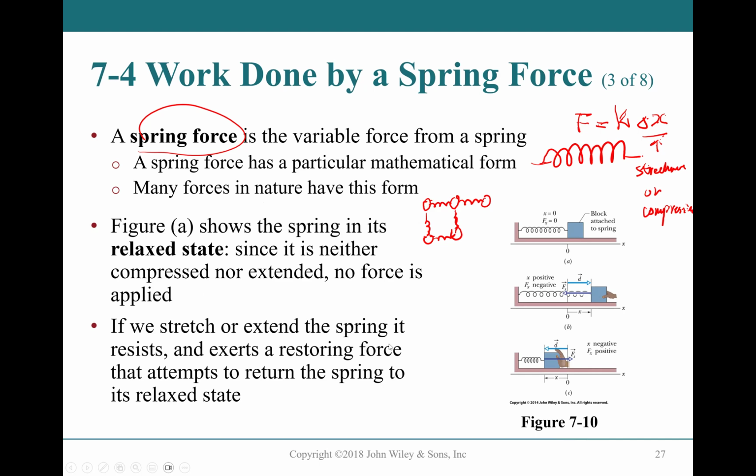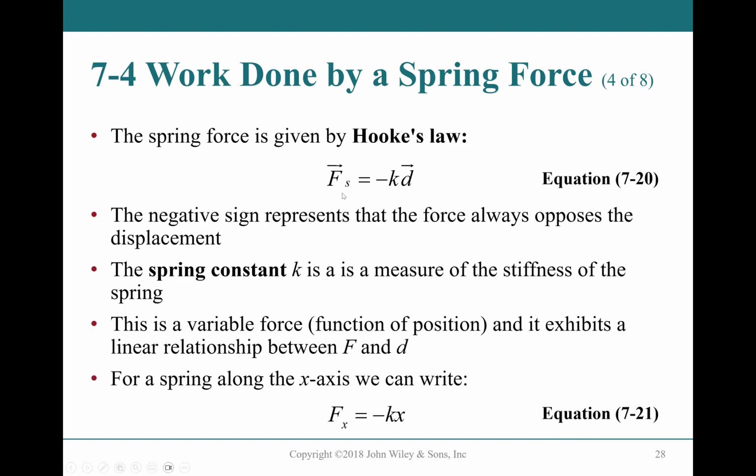If we stretch or extend the spring, it resists and exerts a restoring force that attempts to return it to the relaxed state. To calculate that, Fs, the force by the spring, will be equal to negative Kd, where d is the compression or stretchment, okay? The negative sign represents that the force always opposes the displacement. If you have stretchment, it tries to come back, and if you have compression, it tries to resist. The force by the spring always tries to oppose the displacement.